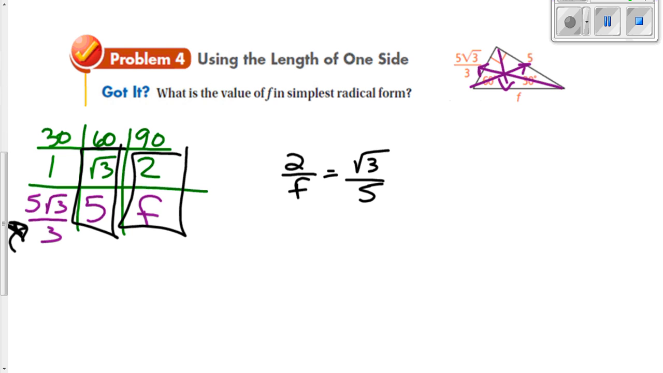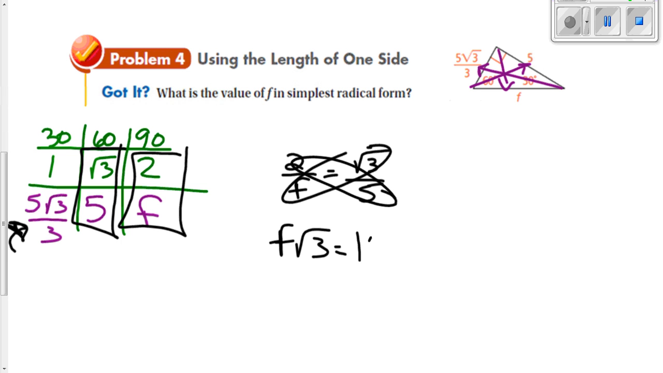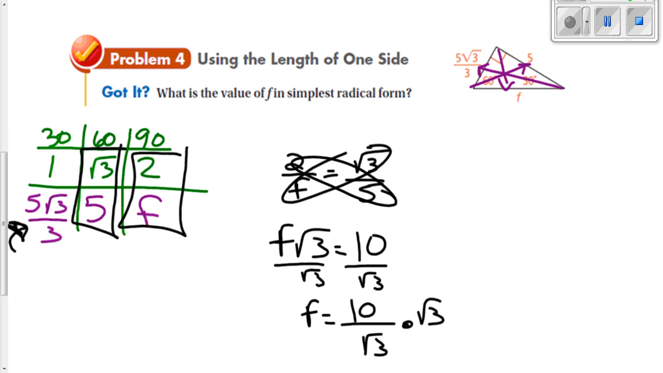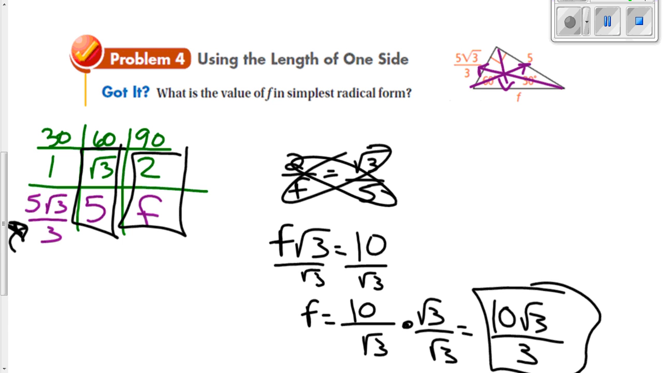All right, so to solve, I'm going to cross multiply. F radical 3 equals 2 times 5, which is 10. So to solve, I divide by radical 3. Once again, if the problem does not tell you to rationalize the denominator, you are more than welcome to go ahead and leave it like that. If it does tell you to, we need to multiply by the square root of 3 over the square root of 3, which gives me 10 radical 3 over radical 3 times radical 3, which is radical 9. And we all know radical 9 is a perfect square, so it's 3. So that is my final answer.